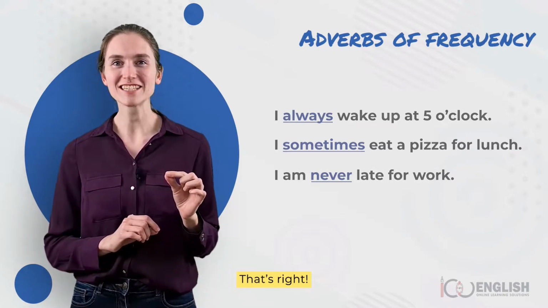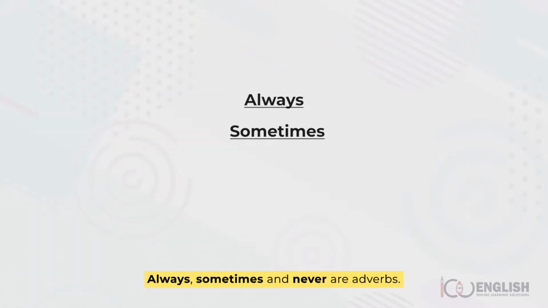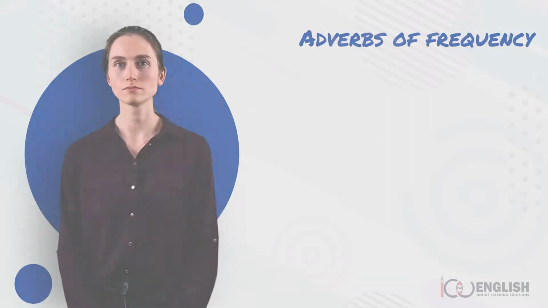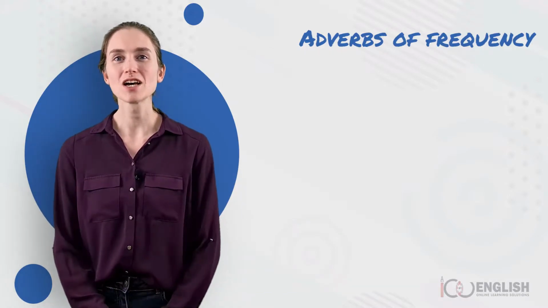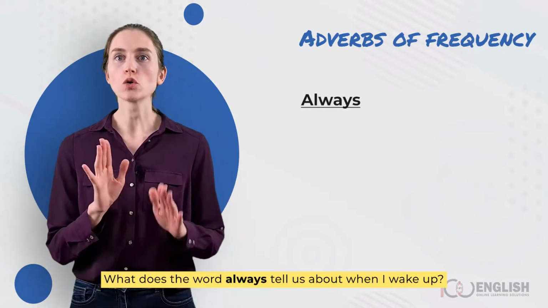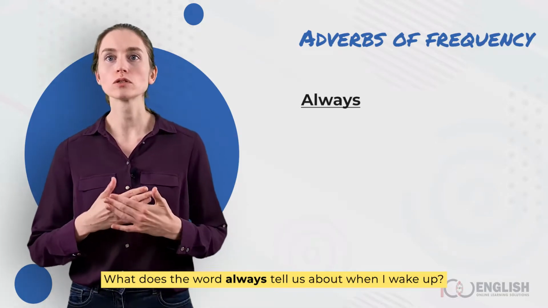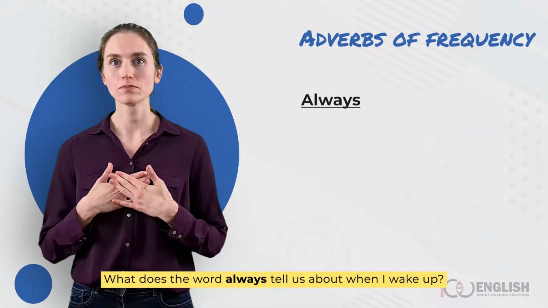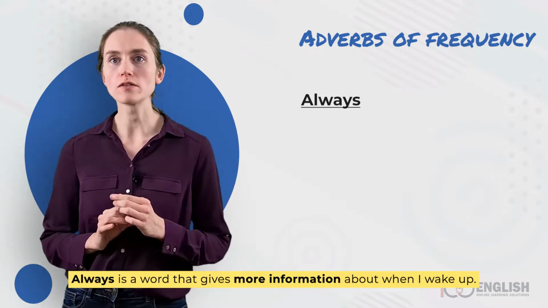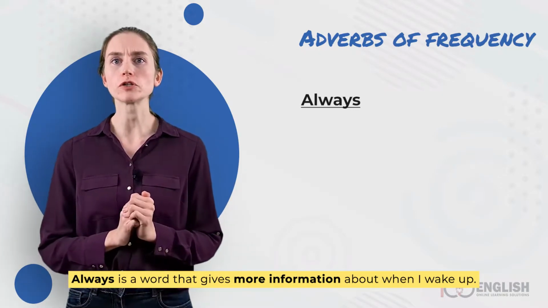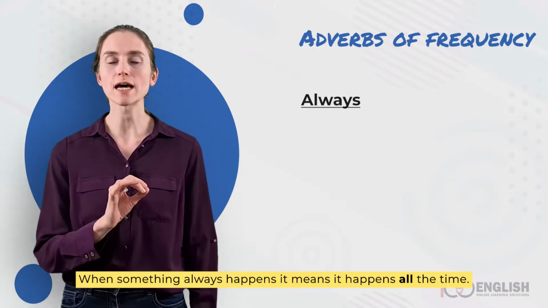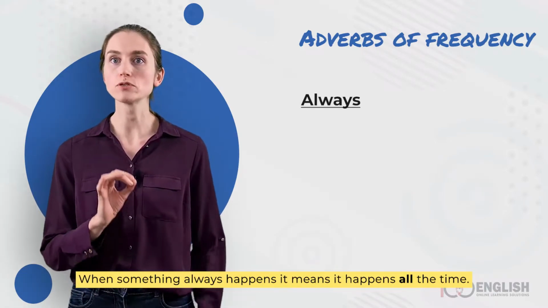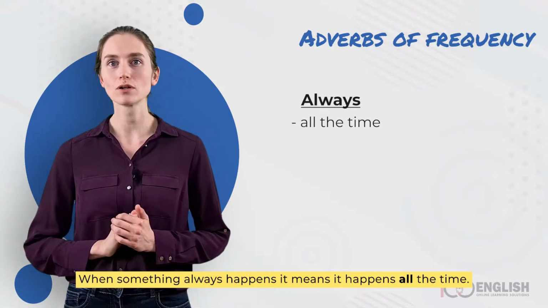That's right. Always, sometimes, and never are adverbs. Let's look carefully at the sentences. What does the word always tell us about when I wake up? Always is a word that gives more information about when I wake up. When something always happens, it means it happens all the time.